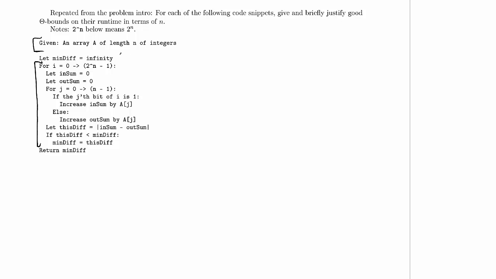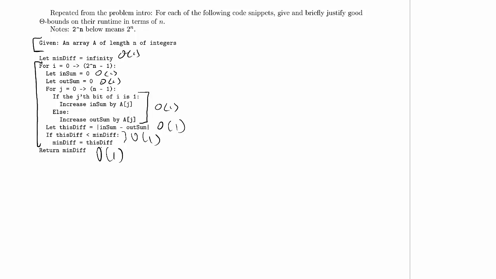So let's start labeling how long various lines take. This takes constant time. This takes constant time. All of this takes constant time. We're just checking if the jth bit of i is 1. We can do that with bit shifting operations, and we'll just assume it takes constant time. Increasing inSum by A of j should take constant time. Ditto for increasing outSum by A of j. That's just addition. Okay, let diff be the absolute value of inSum minus outSum. Again, those are just arithmetic operations. And finally, we do a comparison, and if the comparison comes back true, we change minDiff. That's also constant time. And finally, returning minDiff is constant time.